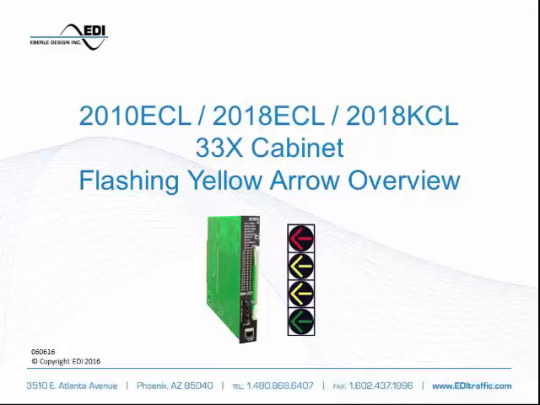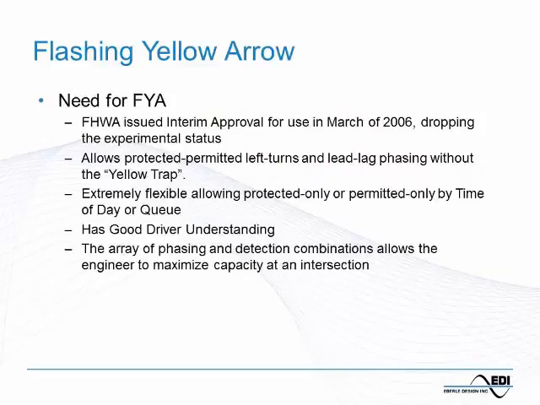So let's start off with a little bit of background on flashing yellow arrow. Flashing yellow arrow, while it may be new to your agency or new to you, it's been around for about a decade now. Federal Highways started giving approvals for testing back in 2006.